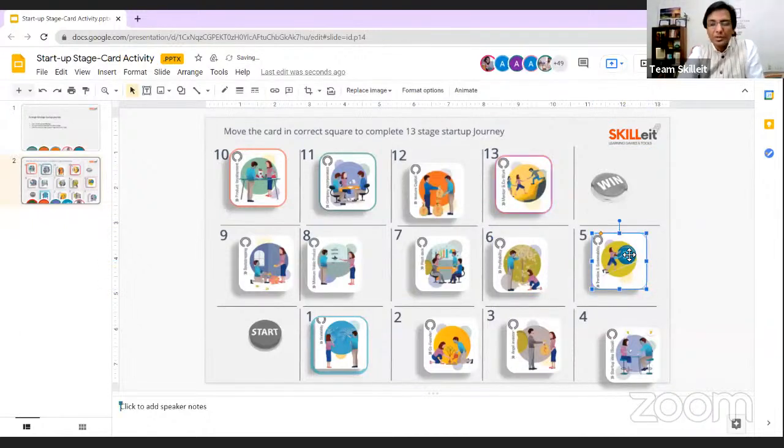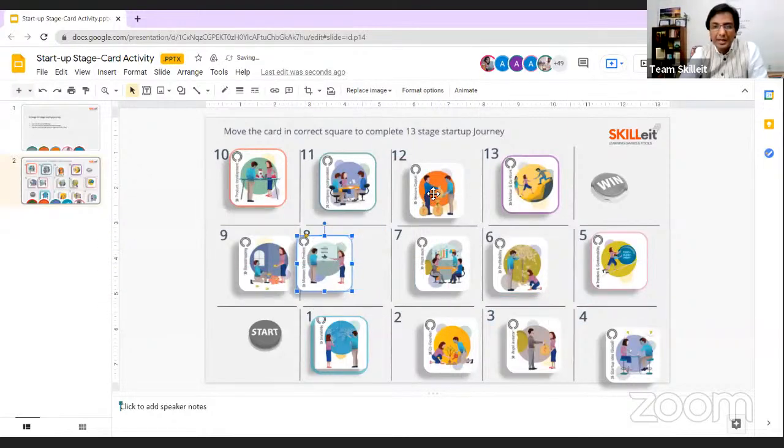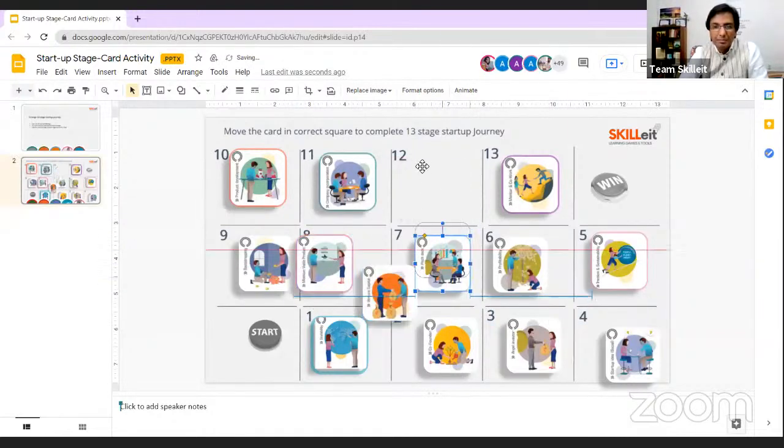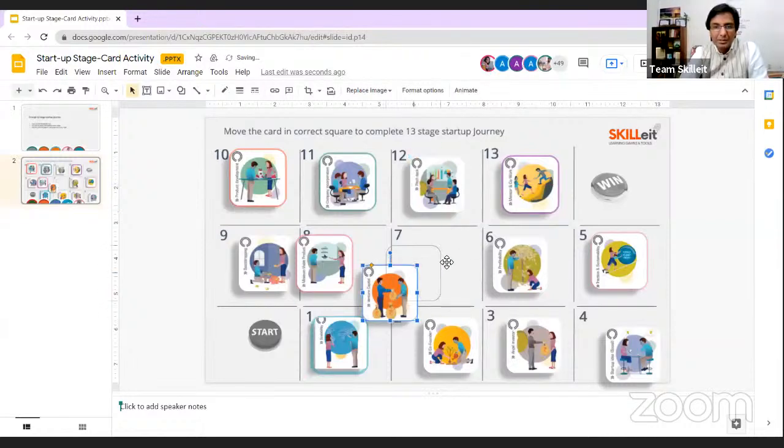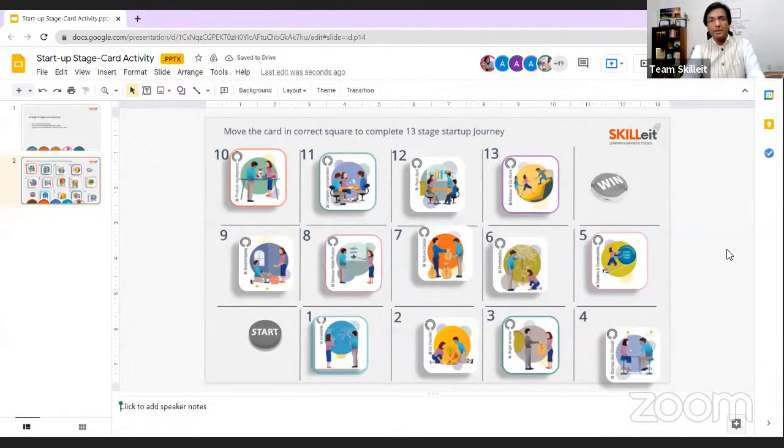I'm also trying to show you how the cards are moving. You can move any card anywhere, bring it back and forth, place it wherever you think. I'm just doing it randomly, so it's easy. But you need individual input from all the members in the breakout room and then finally decide on one. Okay, all the best. Thank you.